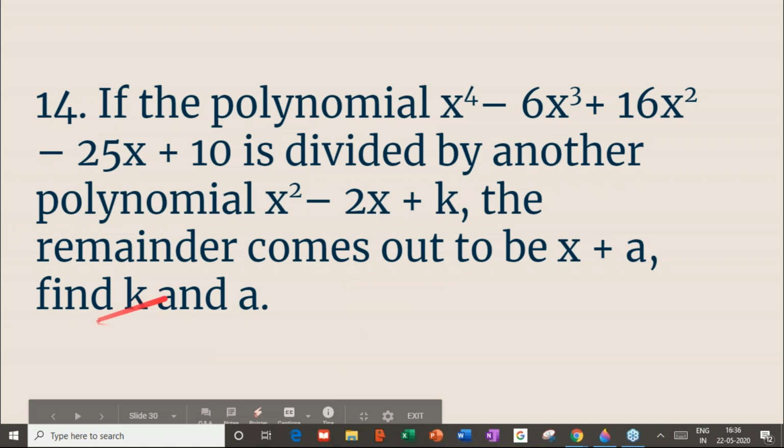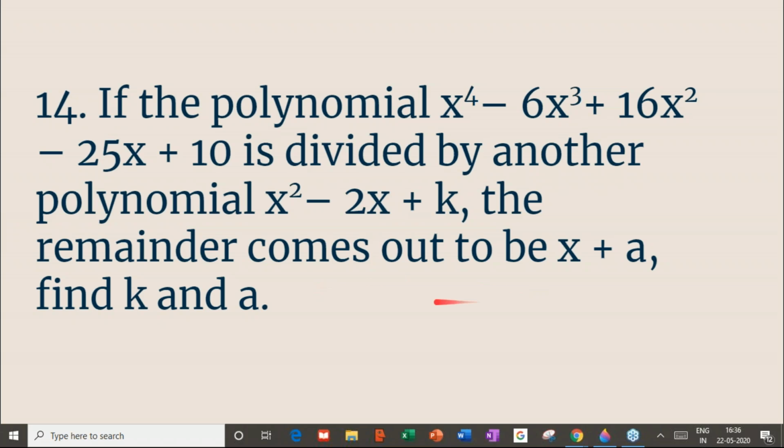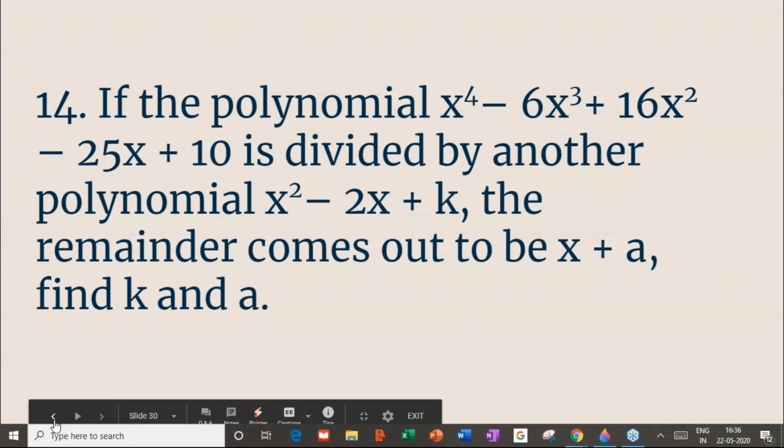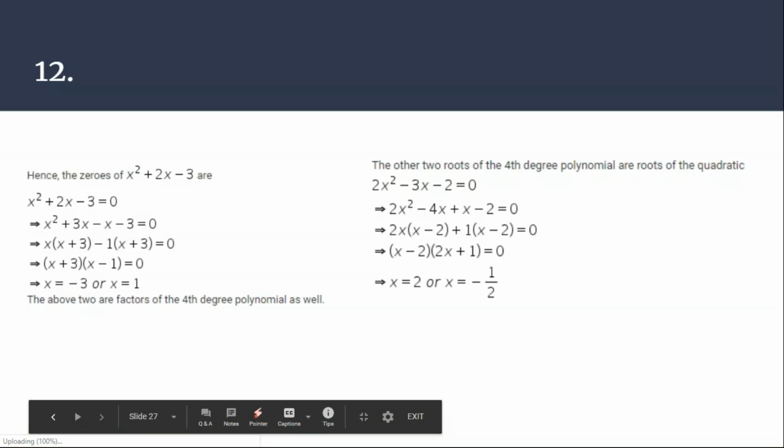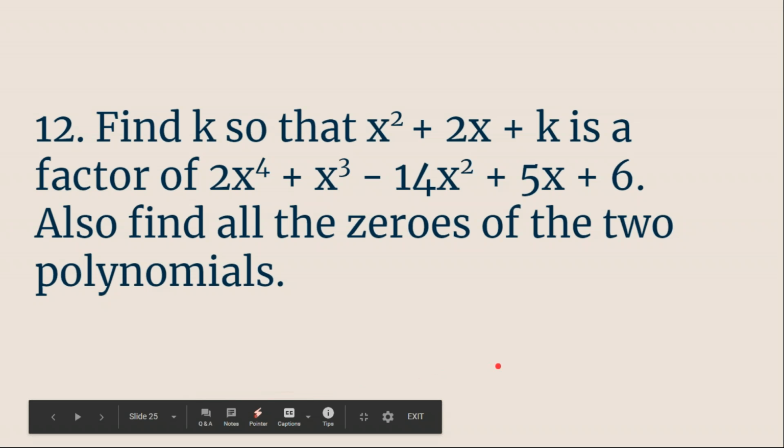Okay, so people, I think you have noted this question down. This is your homework. Okay, please solve this question. I'm going back to the previous one.